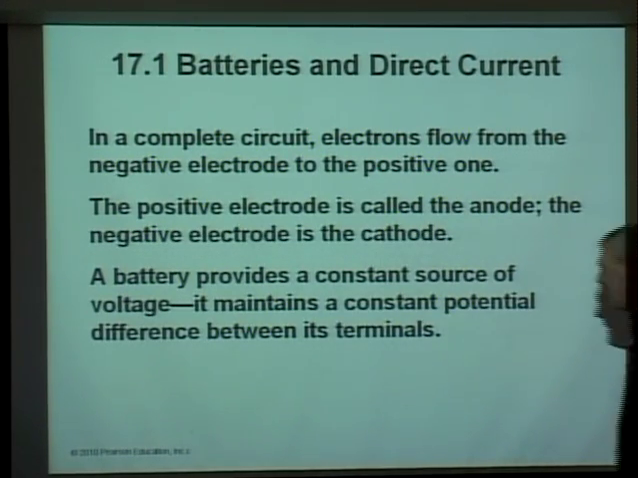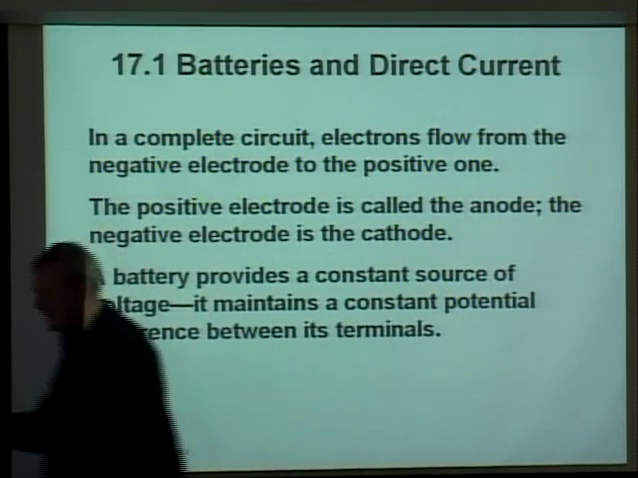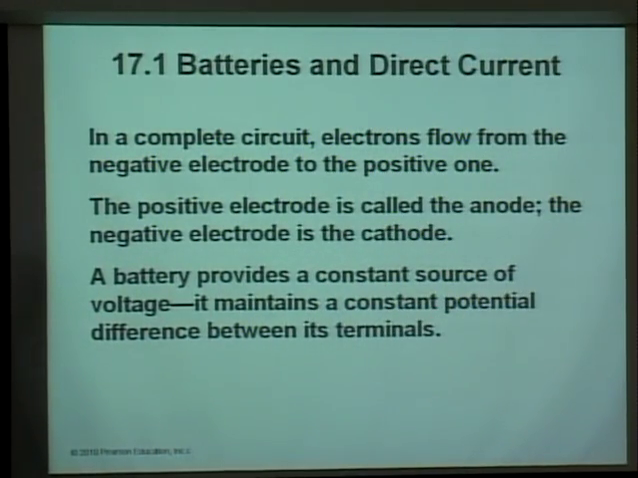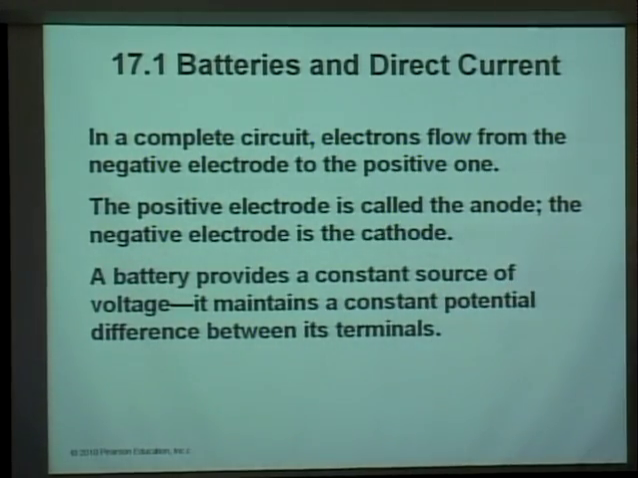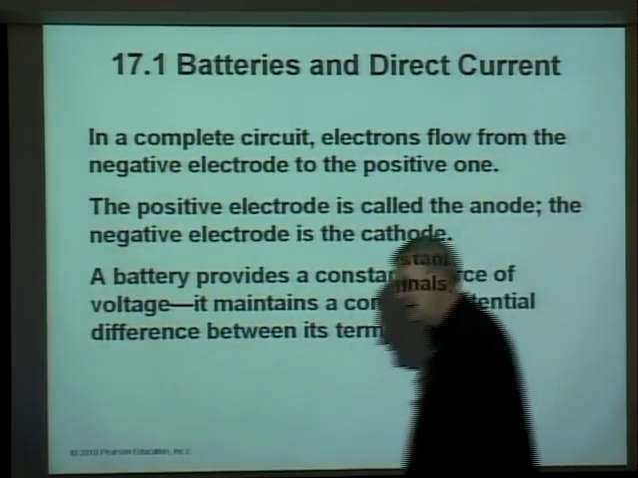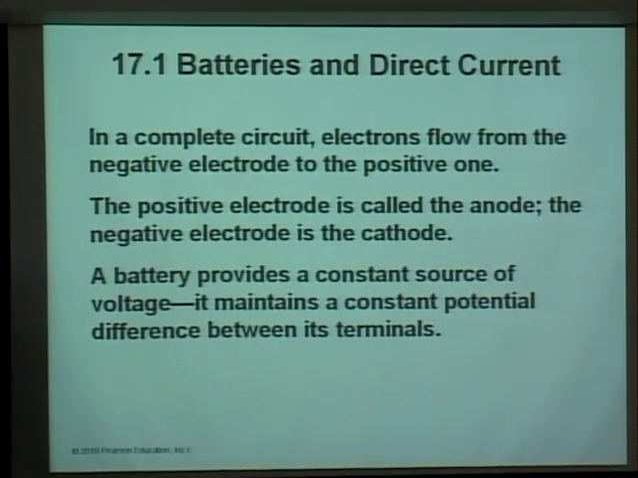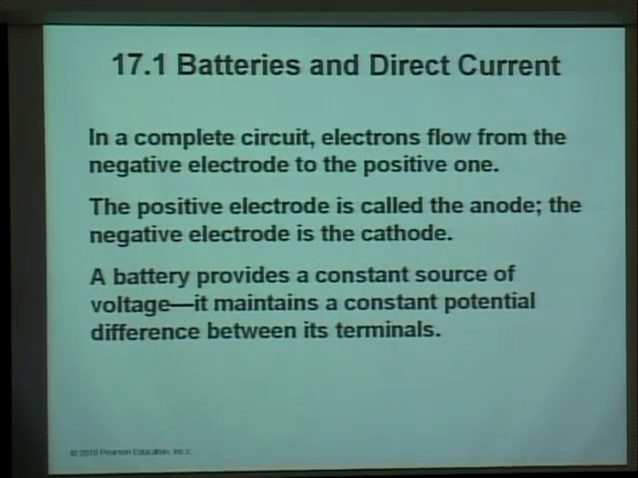Okay, the battery provides a constant source of voltage. It maintains a constant potential difference between its terminals. So if I keep up a constant voltage, then it can always push charge until its chemical energy runs out, and then it can't do that anymore, right? Okay, then it goes dead. All right, and you've got a dead battery.